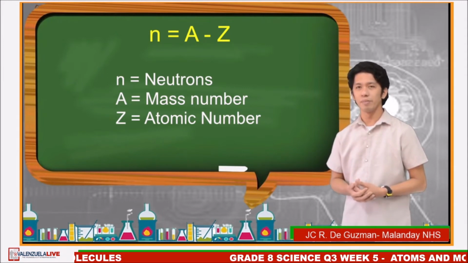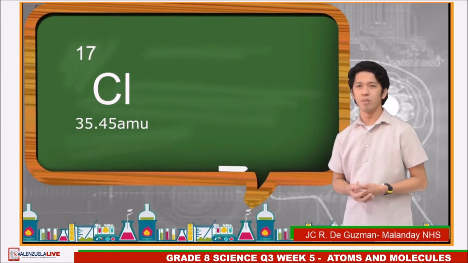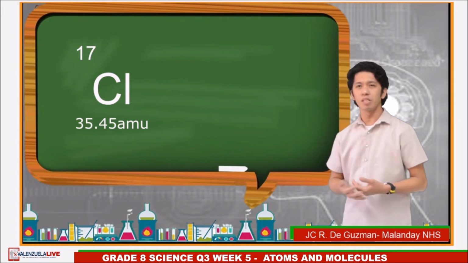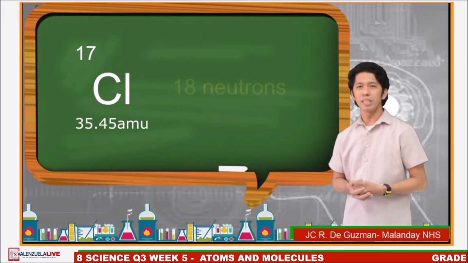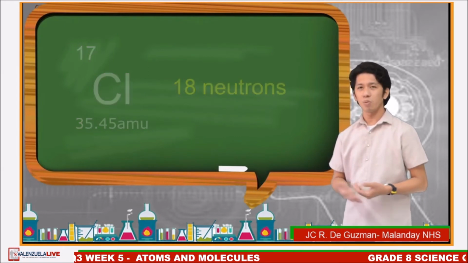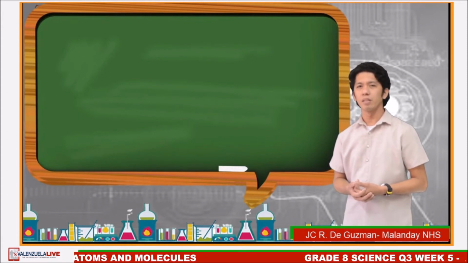For example, chlorine has a mass of 35.45 AMU, and with the atomic number of 17, which means that the number of neutrons present in chlorine is 18.45. But what if we need to determine the weight of an element?